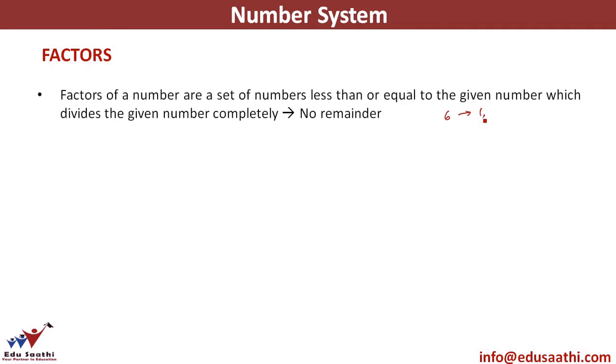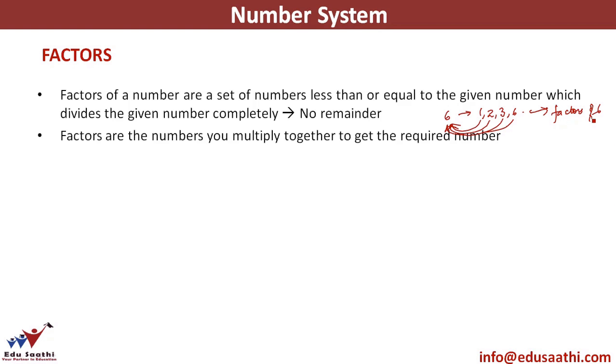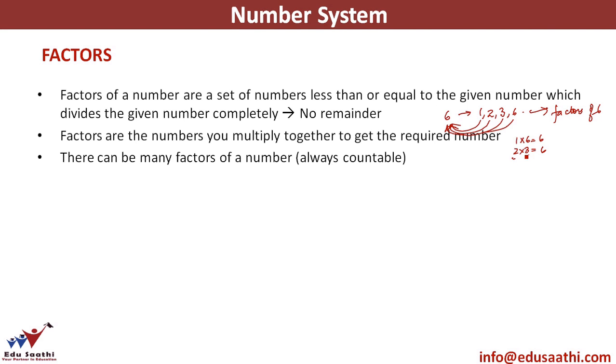Up to 6, there are numbers like 1, 2, 3 and 6 which divide 6 completely. So 6 is divisible by 2, by 3, and by 6. These numbers do not leave a remainder. These 4 numbers are known as the factors of 6. Factors are the numbers you multiply together to get the required number. For 6, it is 1 into 6 which is 6, and 2 into 3 which is 6. So you are multiplying two factors together to get the original number.